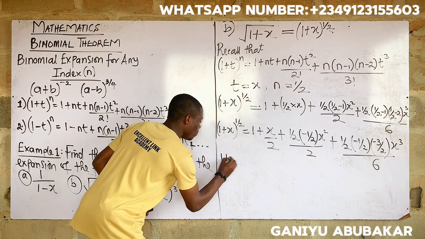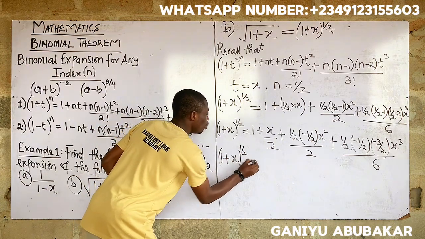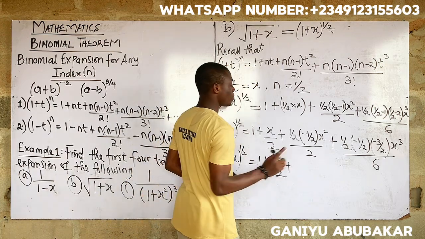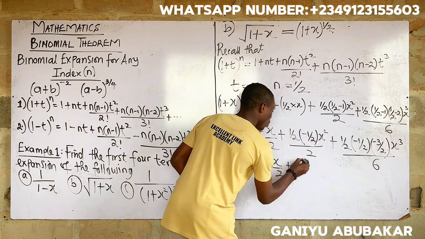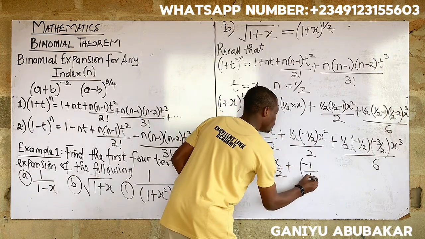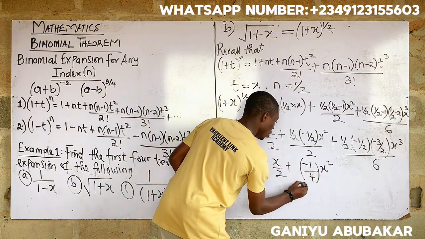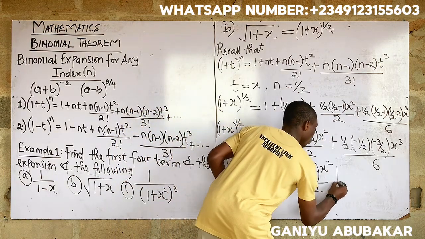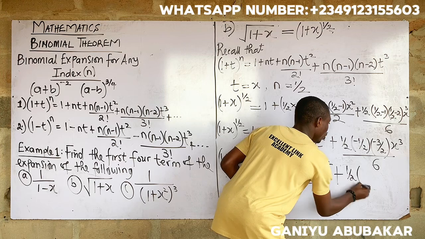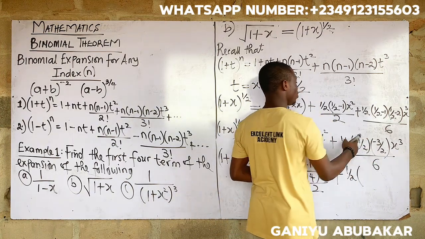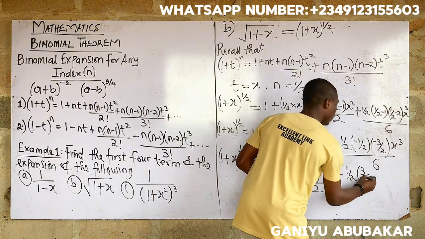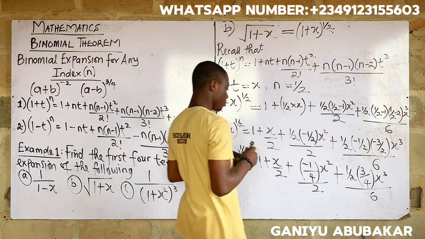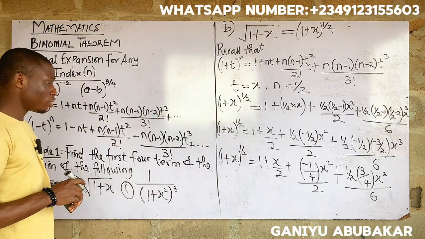So I have 1 plus x half equal to 1 plus x over 2 plus, observe please, 1 times minus 1 is of course minus 1 over 2 times 2 will give 4. Then what? x squared over 2, right? So plus, this is the plus sign, plus, this is half into minus is plus. So 1 times 3 is 3 over 2 times 2 is 4. So I have this, then what? x cubed all over 6.